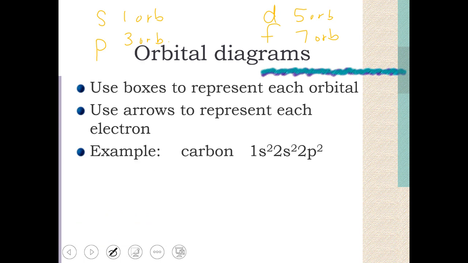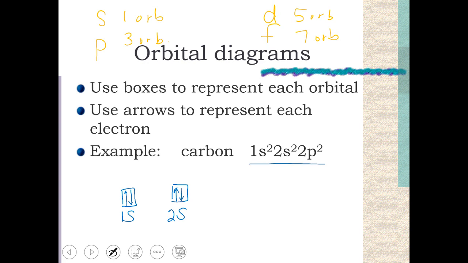Okay. Now, here's my configuration for carbon. So what you do, you have 1s, draw a single box because an S has one orbital, and you put two electrons in it, one up and one down, because they spin in opposite directions. Then you have the 2s.